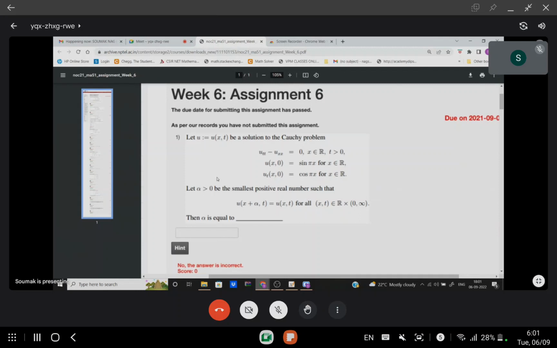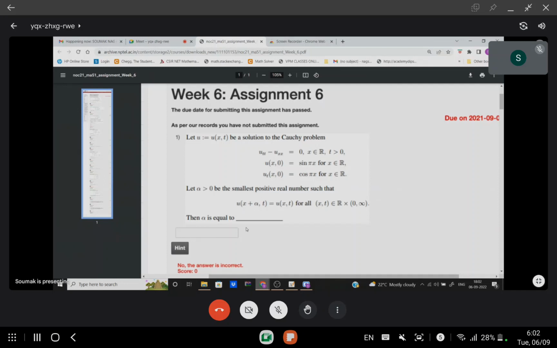So, the question is: u is the solution of this Cauchy problem, u_tt minus u_xx equal to 0, with u(x,0) equal to sin(pi x), and u_t(x,0) is cos(pi x). You have to find the smallest positive real number alpha such that u(x plus alpha, t) equals u(x,t) for all (x,t) in R cross (0, infinity). Then what is the value of this alpha?